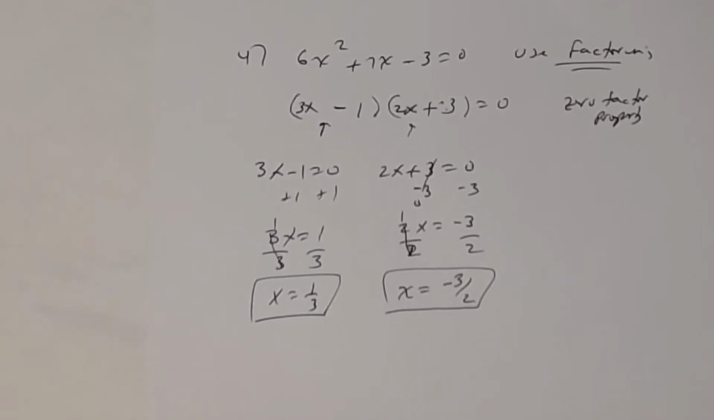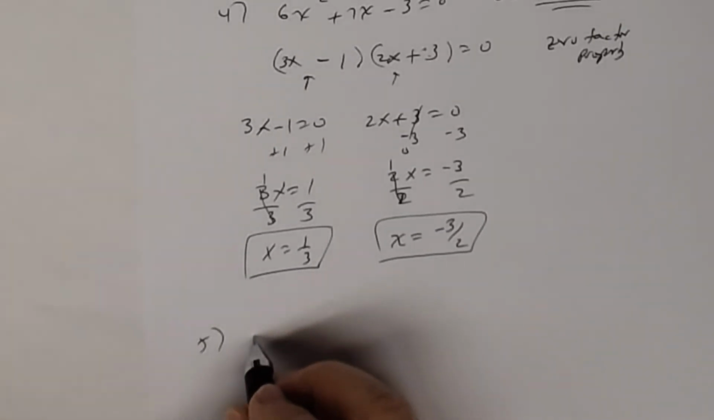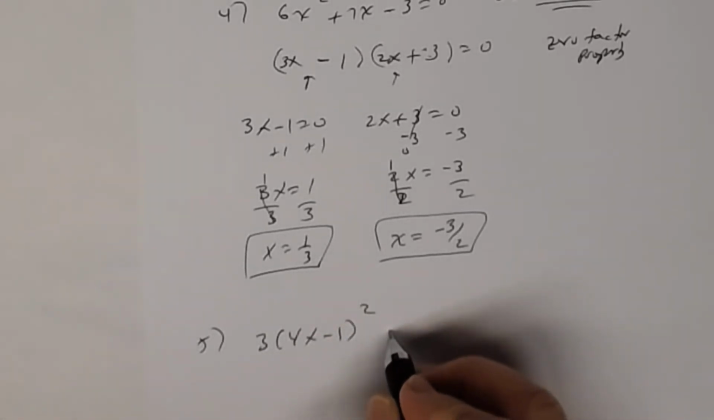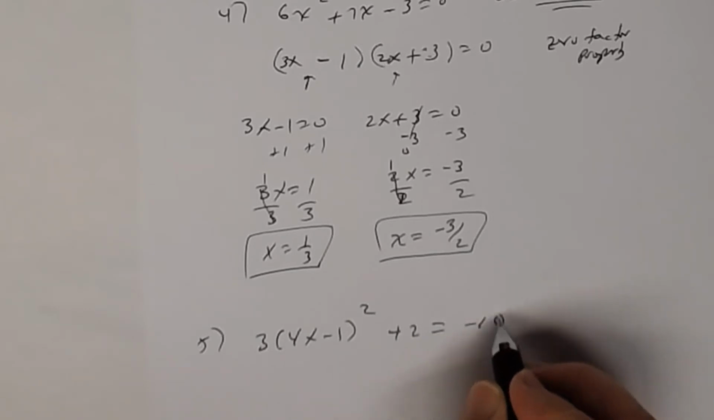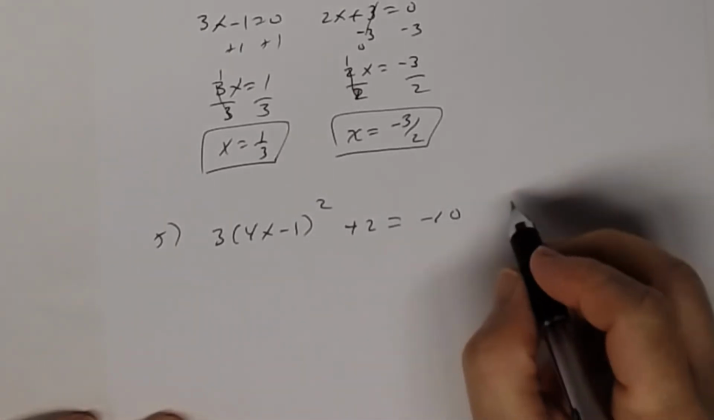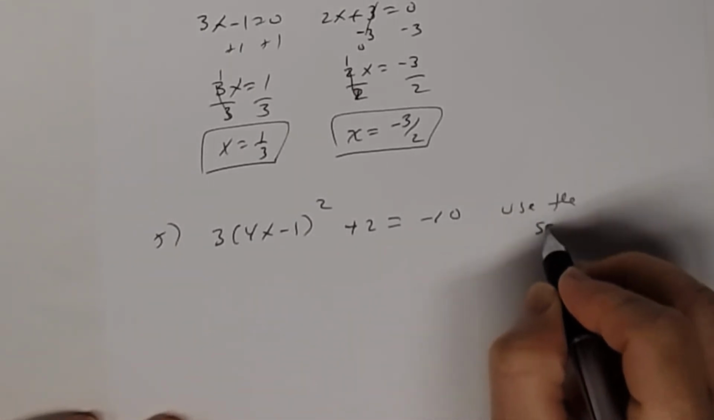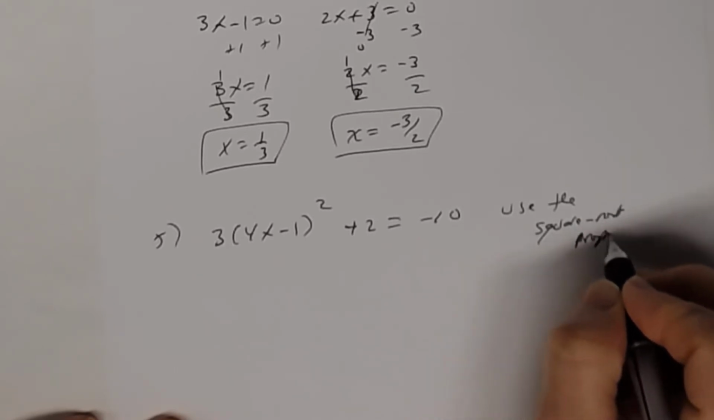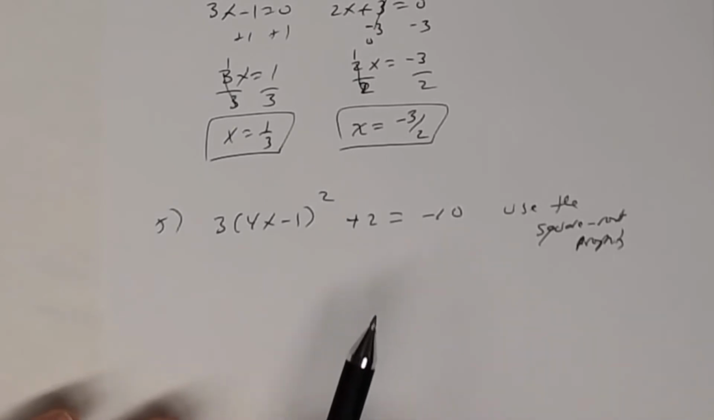All right, number 5, we have 3 times 4x minus 1 squared plus 2 equal negative 10. So 3 times 4x minus 1 squared plus 2 equals a negative 10. Now, again, make sure you always follow the directions. The directions actually said here, use the square root property. Square root property.